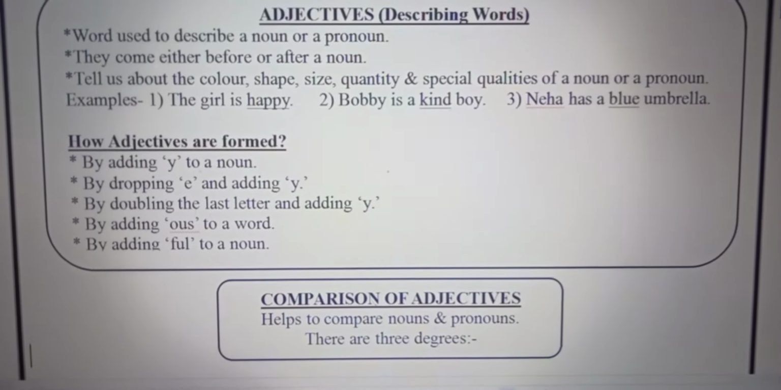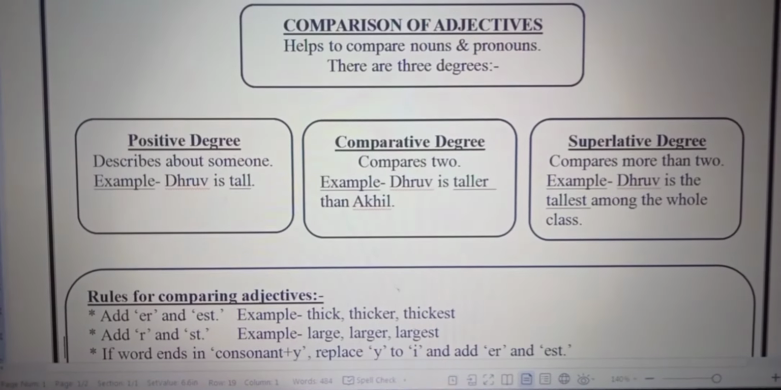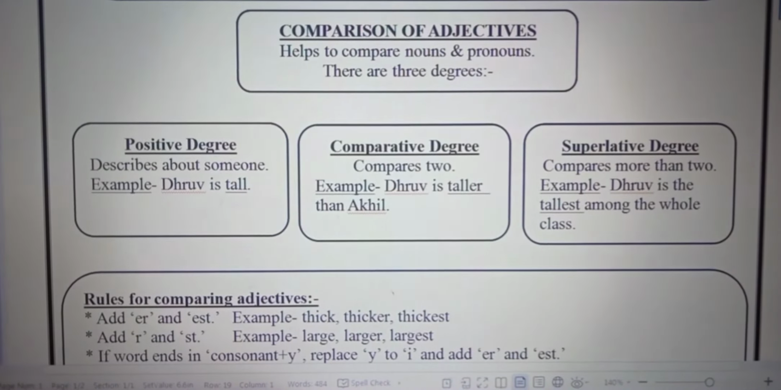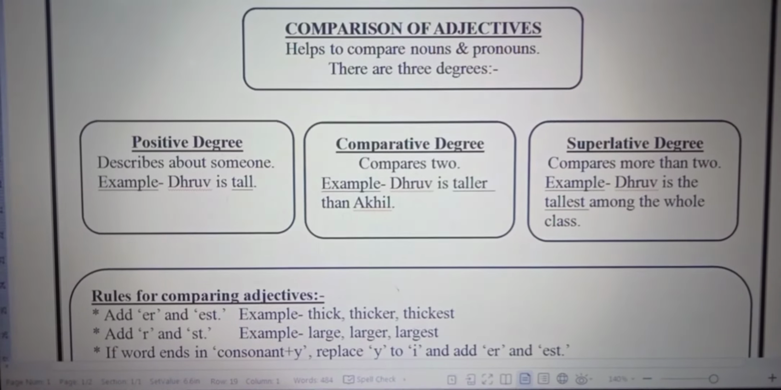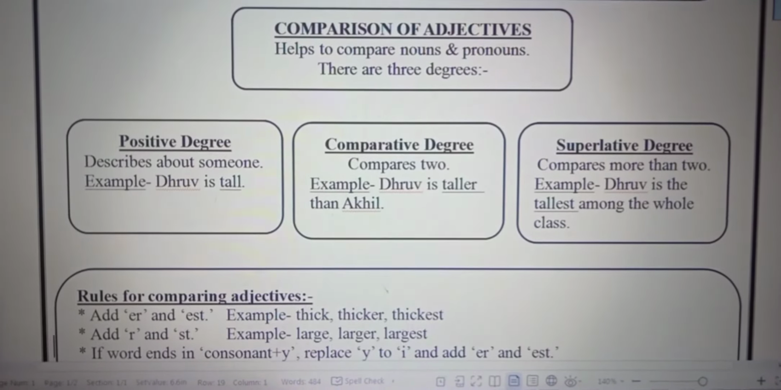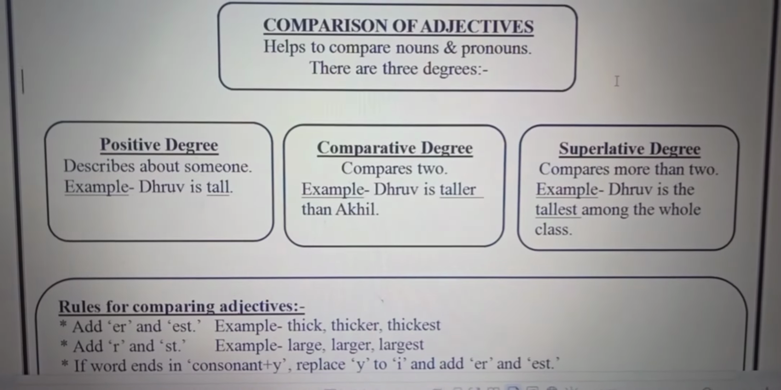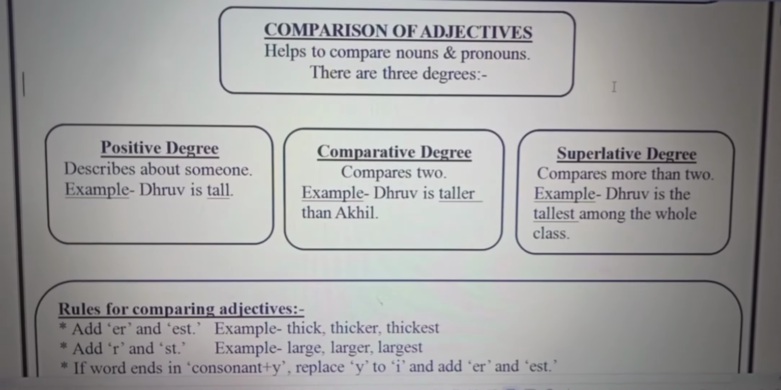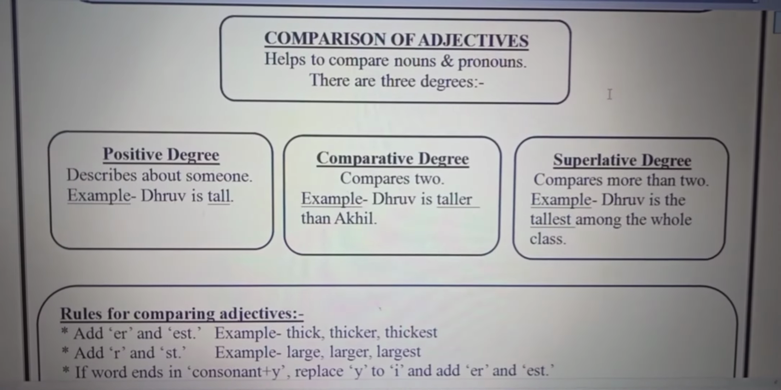Now let's move to the comparison of adjectives. What is comparison of adjectives? Comparison of adjectives means when we are comparing nouns or pronouns. Now in comparison of adjectives there are 3 degrees. First one is positive degree, second is comparative degree, and the third one is superlative degree. Now positive degree just describes one noun or a pronoun. Example, Dhruv is tall. So here it is describing Dhruv, that he is tall.